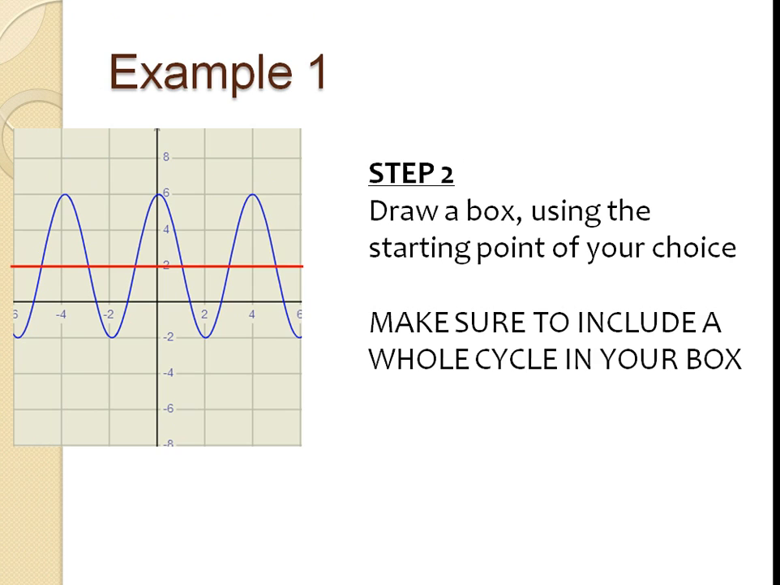Your second step is you are going to draw your box using the starting point of your choice. However, this is where there's a little bit of a trick. We know that our starting point for our cosine function is not going to be h, k on that halfway line. The starting point is going to be that maximum or minimum. And in this case, I just decided to use the minimum, which is found at negative 2 and negative 2. So this is your starting point.